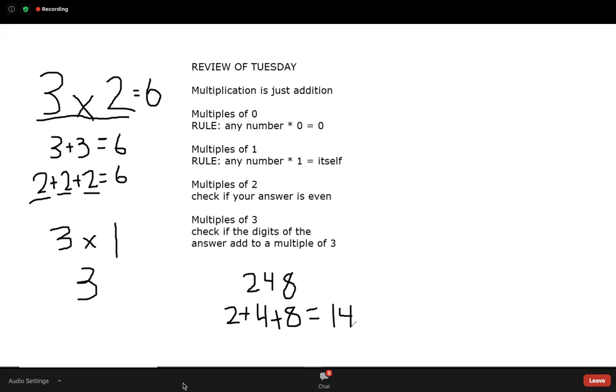And 14 is not a multiple of 3. So 14 is not a multiple of 3. Then 248 is not going to be a multiple of 3. And the answer is no.